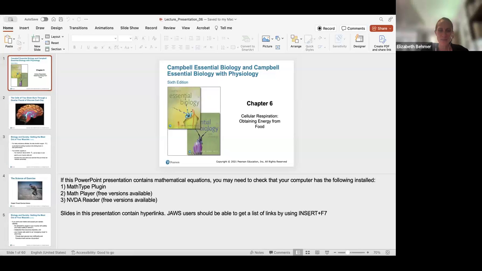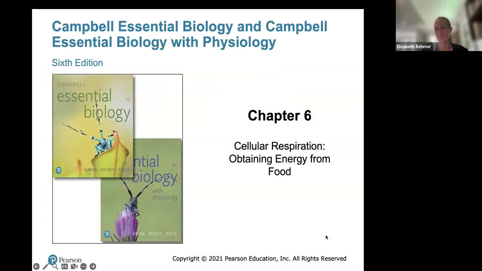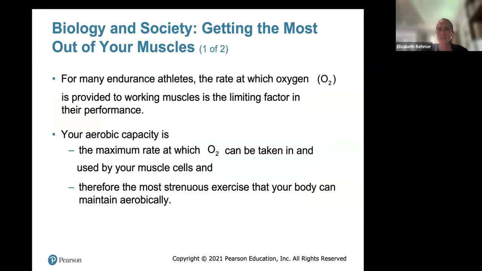Hello, class, and welcome to Chapter 6 on cellular respiration. This is how our cells use energy from food to really power all of the processes in our body cells. There's a lot of details to this chapter, so I'm going to focus on the three main steps of cellular respiration and see if we can get that.